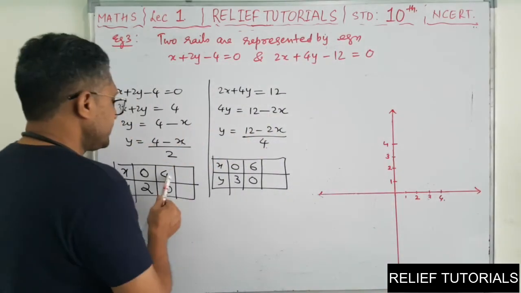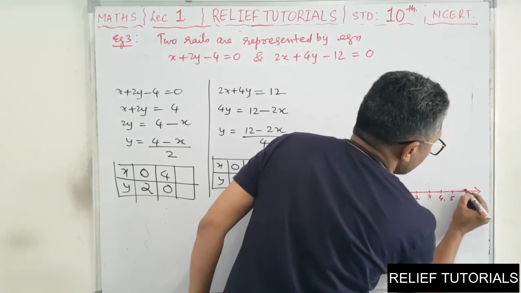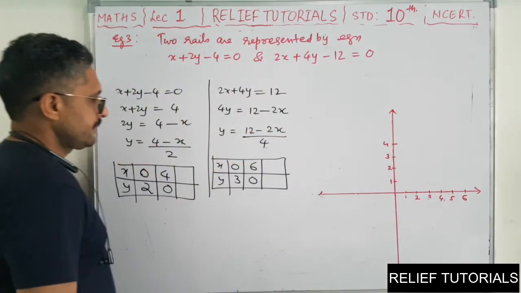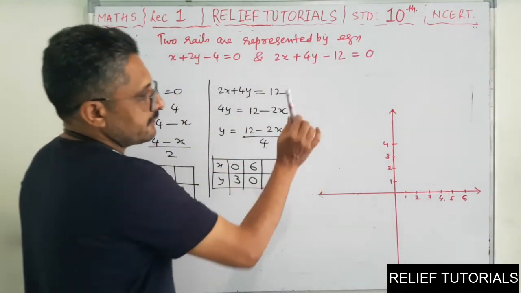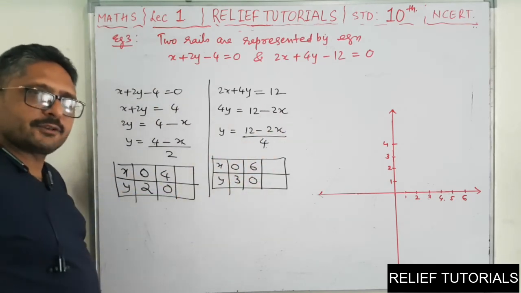See, 0 4, 0 6. So the next coordinate we want is up to 6. So this is 5, this is 6. Here 2, 0, 3, 0. Enough. All are positive, in the first quadrant. Now plot the graph. Okay.